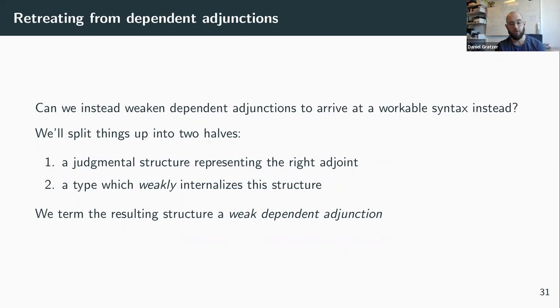Okay, so let's retreat from the very powerful elimination rule that doesn't seem to have a lot of well-behaved models. So can we weaken dependent adjunctions to arrive at something that's a little bit more workable instead? So the weakening proceeds by splitting things up into two separate bits. First, we'll add a judgmental structure, which represents the right adjoint. But instead of having a type which precisely captures it, we'll add a much weaker structure that weakly internalizes this new judgmental structure. And it's these two things together that I call a weak dependent adjunction, or a weak DRA.